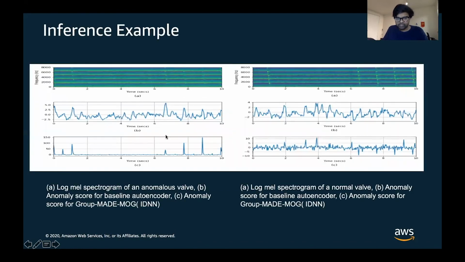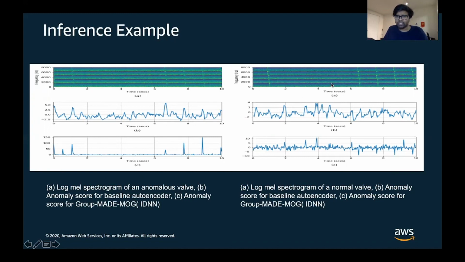So here's a nice picture that I wanted to talk about. What I'm showing you here on the left is an anomalous valve. This is 1 recording. This is the mel spectrogram, and here is the anomaly score. B is the anomaly score that was generated from a baseline autoencoder, and C is the anomaly score that we got from GroupMADE MOG. The interesting part, as you can see, is that for this anomalous data point, if you look at the anomaly scores, it's really high. So our model GroupMADE is basically recognizing that it's an anomalous data point compared to baseline.